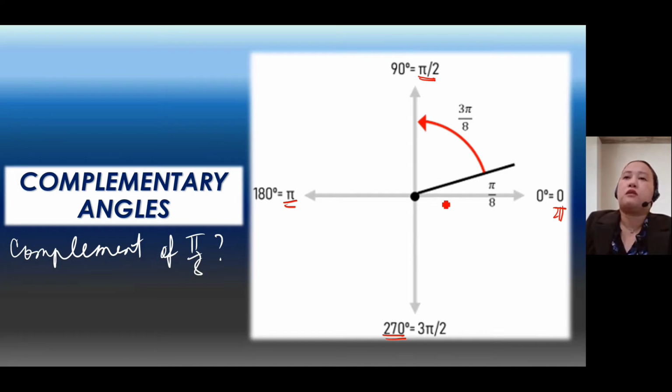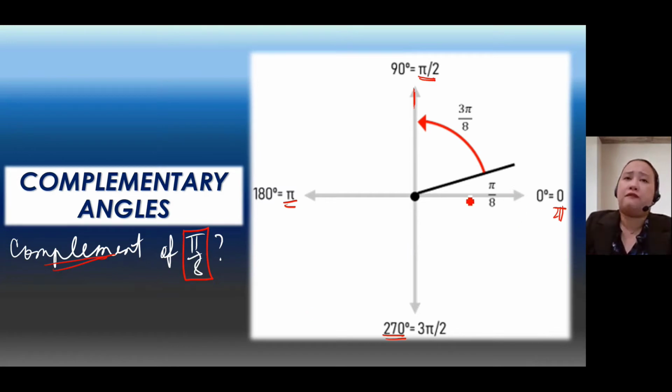So for the others, since we do have here a graph, I'll show how this can be done. Since the given is pi over 8 and we need the complement, when we say complement, that is half of the pi. Pi is 180 degrees, half of 180 is 90 degrees. Therefore, half of the pi is located in this portion.